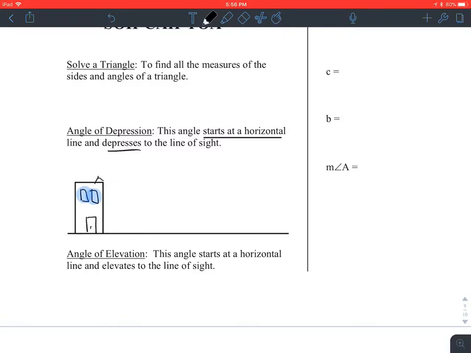So let's say that there's a dude on top of this building, a one-armed dude. And he sees down here on the ground a flag. And the problem says the angle of depression from the dude to the flag is 20 degrees. Well, you take his line of sight. I made it dashed because it's not really there. That's a horizontal. And his line of sight to the flag might be like so. This part right here is the angle of depression.